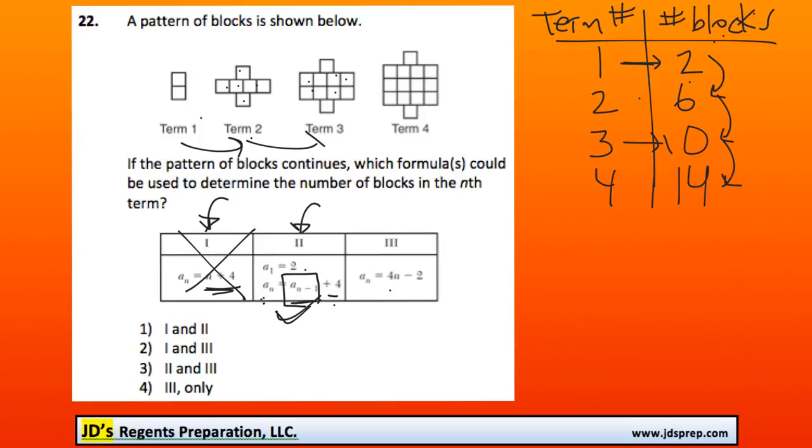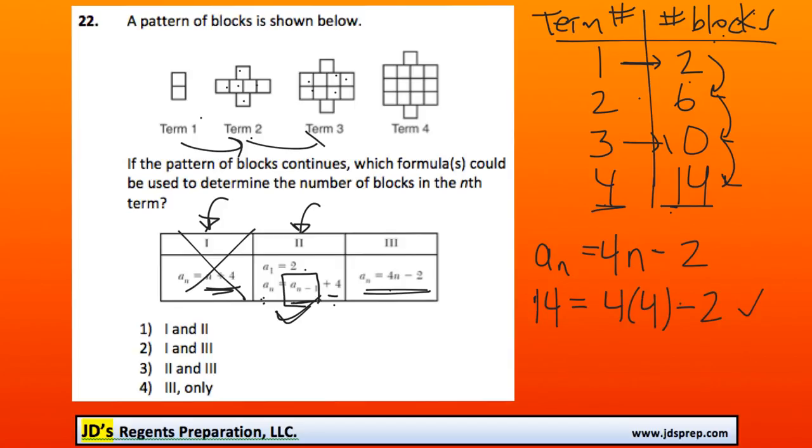And then the third one, we can test to see if this is true using these values in our table here. It says a sub n is equal to 4n minus 2. So for example, is the fourth term, which has 14 blocks, so it'll be 14, is that equal to 4 times 4 minus 2? And it is. 16 minus 2 is 14.